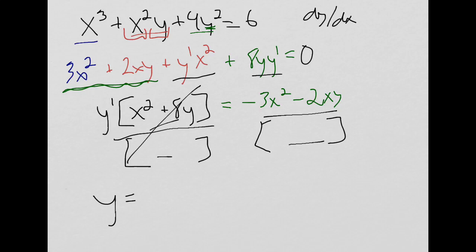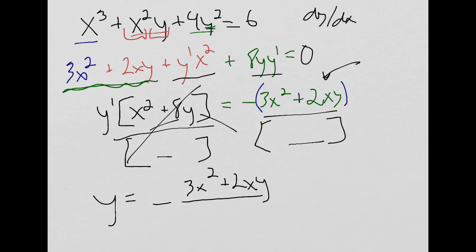So what I do is I notice with this that I could actually pull out a negative from both of these and write plus. And I'm going to move that negative out to the front of the fraction. So what I get is a negative fraction bar, and then these are positive, so I get 3x squared plus 2xy. And in the bottom I get what's in these brackets right here. So I get x squared plus 8y, y prime.